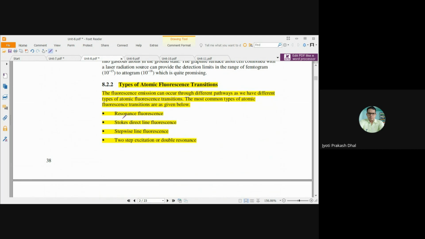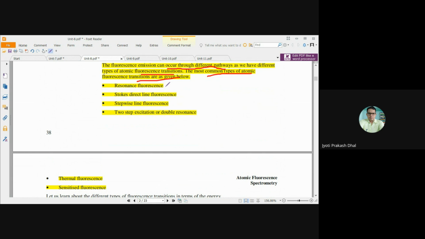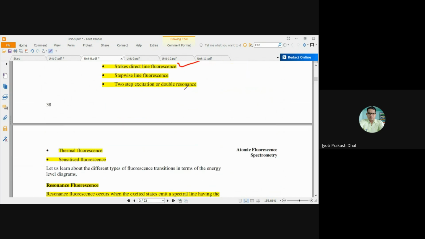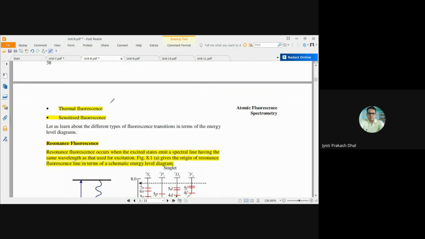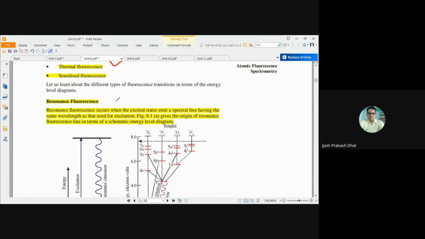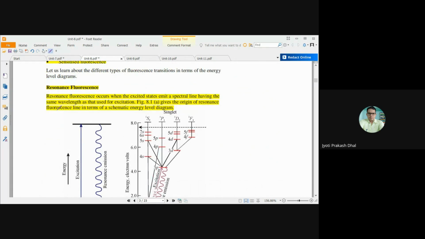Now, the types of atomic fluorescence transitions. The fluorescence emission can occur through different pathways, as we have different types of atomic fluorescence transitions. The most common types are given below. The first one is resonance fluorescence, then Stokes direct line fluorescence, stepwise line fluorescence, two-step excitation or double resonance fluorescence, then thermal fluorescence, then sensitized fluorescence. So first we will discuss resonance fluorescence.